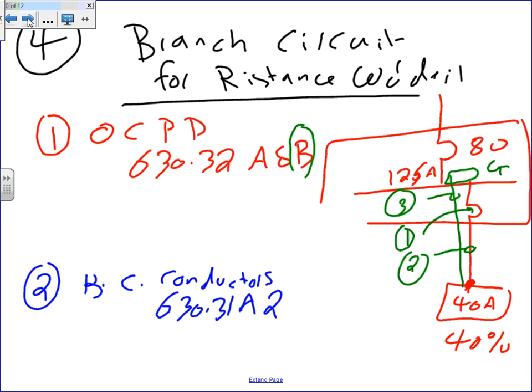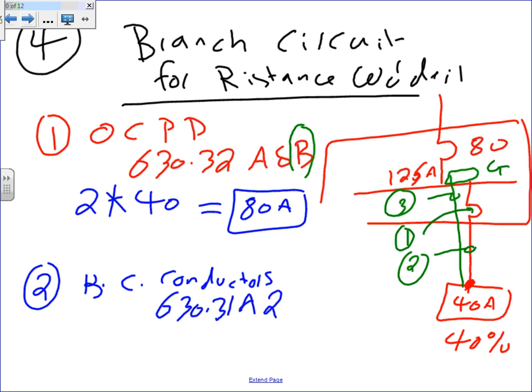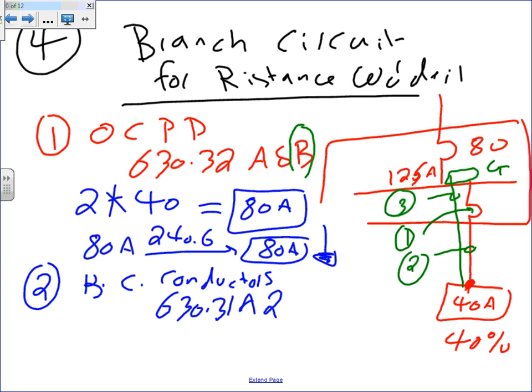You're going to have 2 times the full load amps of the resistance welder, the 40. That will get me 80 amps. No problem, that's good to go, Chad. Then you take the 80 amps to 240.6. That will give me 80 amps. If it's not a standard size, what do you do? You go down, exactly like the arc welder.